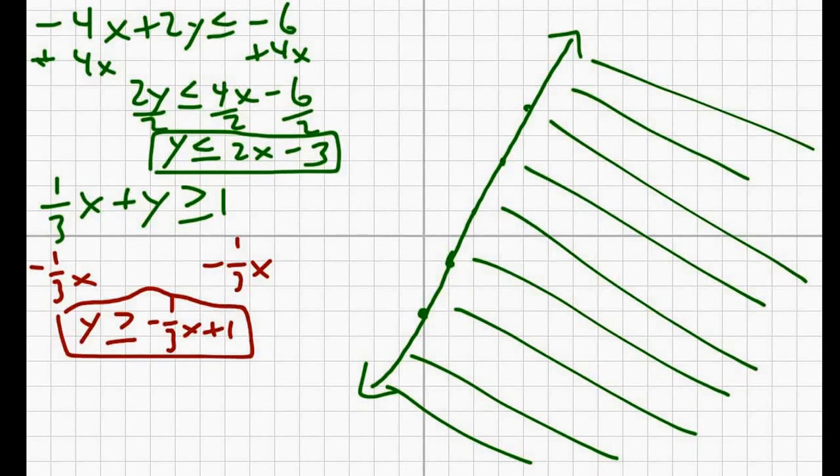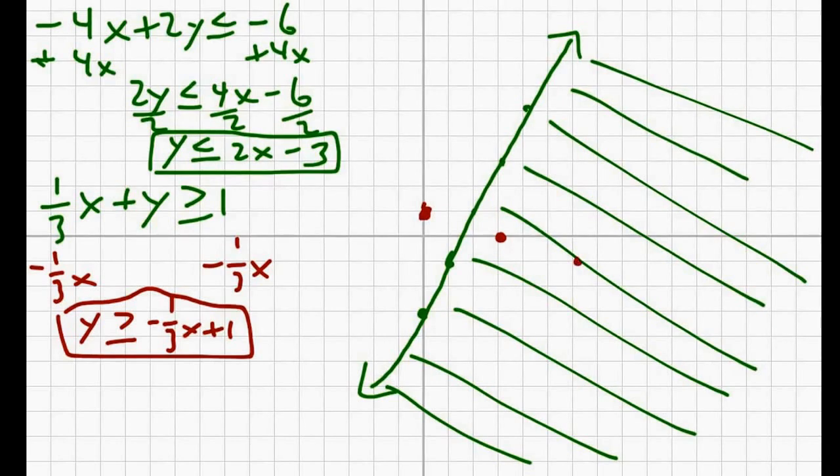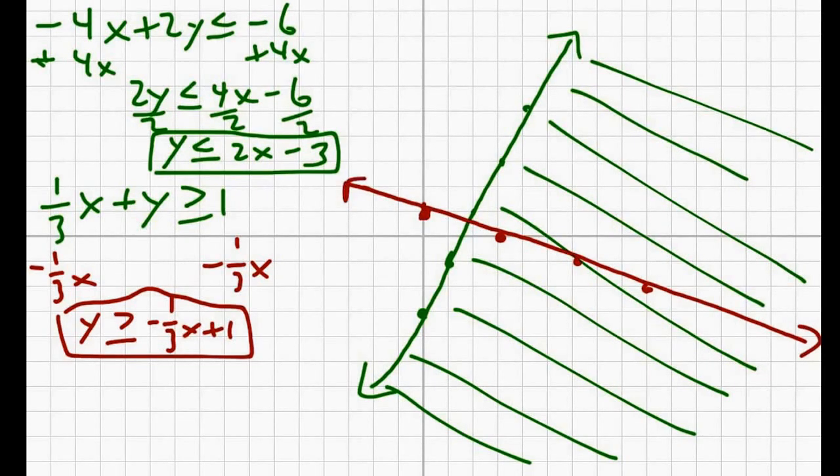Alright, let's try our next one. y is greater than or equal to negative 1/3 x plus 1. Our y-intercept is at positive 1. Our slope is negative 1/3, so down 1, 3 to the right, down 1, 3 to the right. This also has an equal to part, so I'm going to draw a solid line. This is greater than, so I'm going to shade above the line.